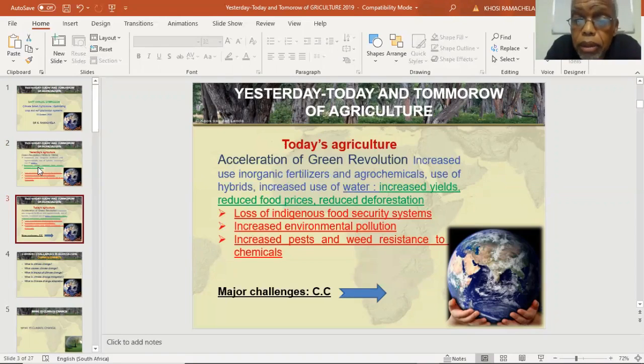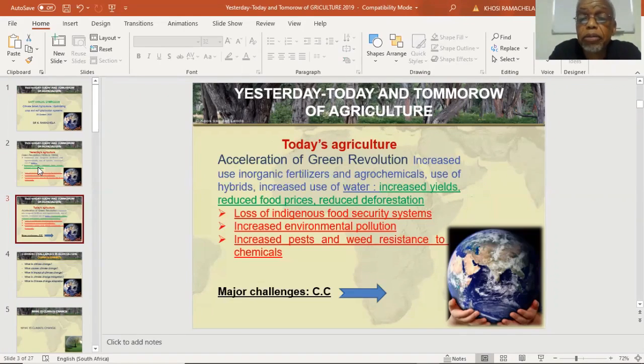Then what do we have as of today? There's the acceleration of the Green Revolution, which further increased use of inorganic fertilizers, new agrochemicals, new hybrids, and water. Of course, we continue to have increased yield, reduced food prices, and reduced deforestation. And we still have the problem of loss of indigenous food security systems.